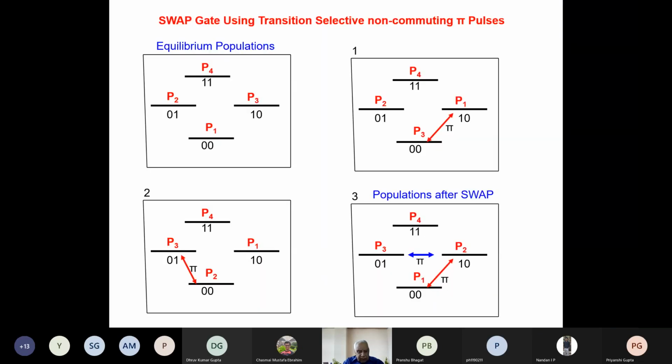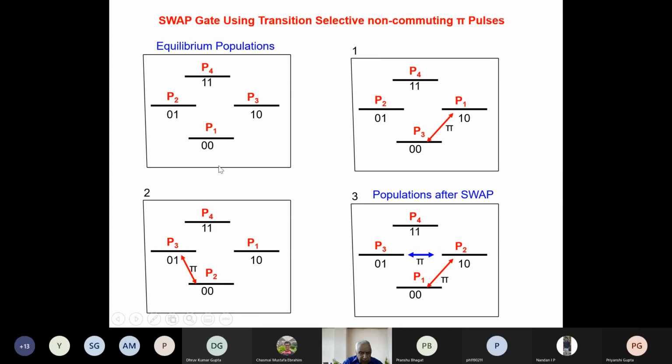Swap gate. It has an interesting story. Kavita was working on this, and she found out that if you apply a pi pulse here, a pi pulse here, a pi pulse here, and a pi pulse here, three pi pulses. These are non-commuting. They are equivalent to applying this pi pulse on the zero quantum subspace.